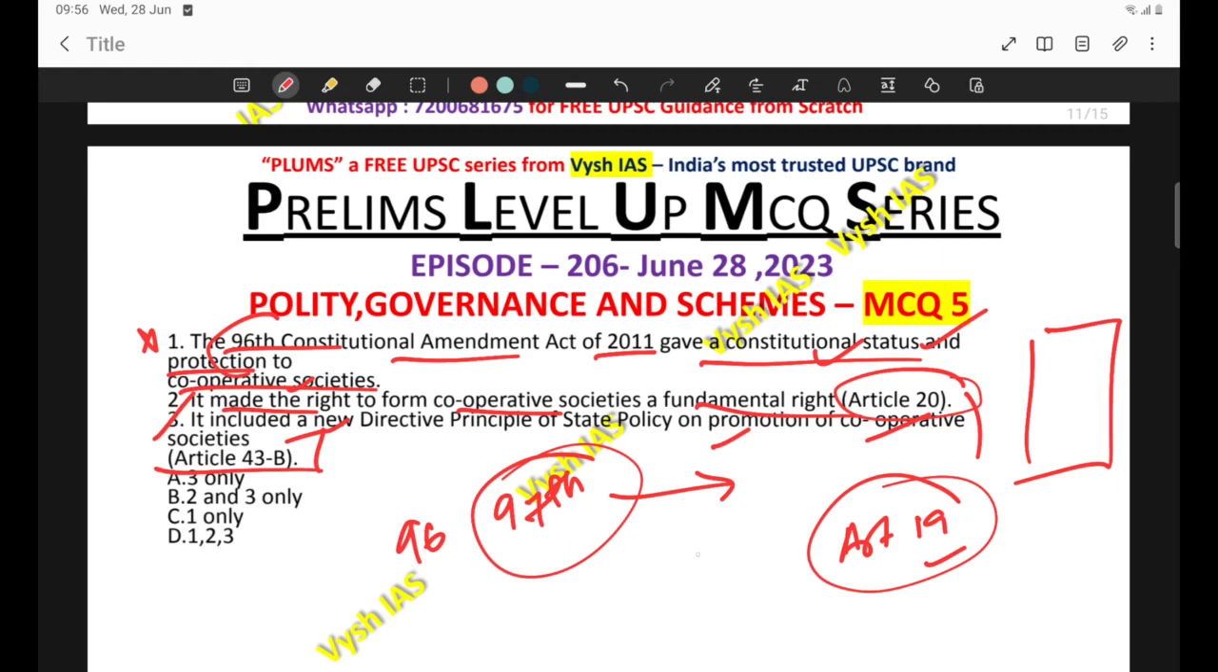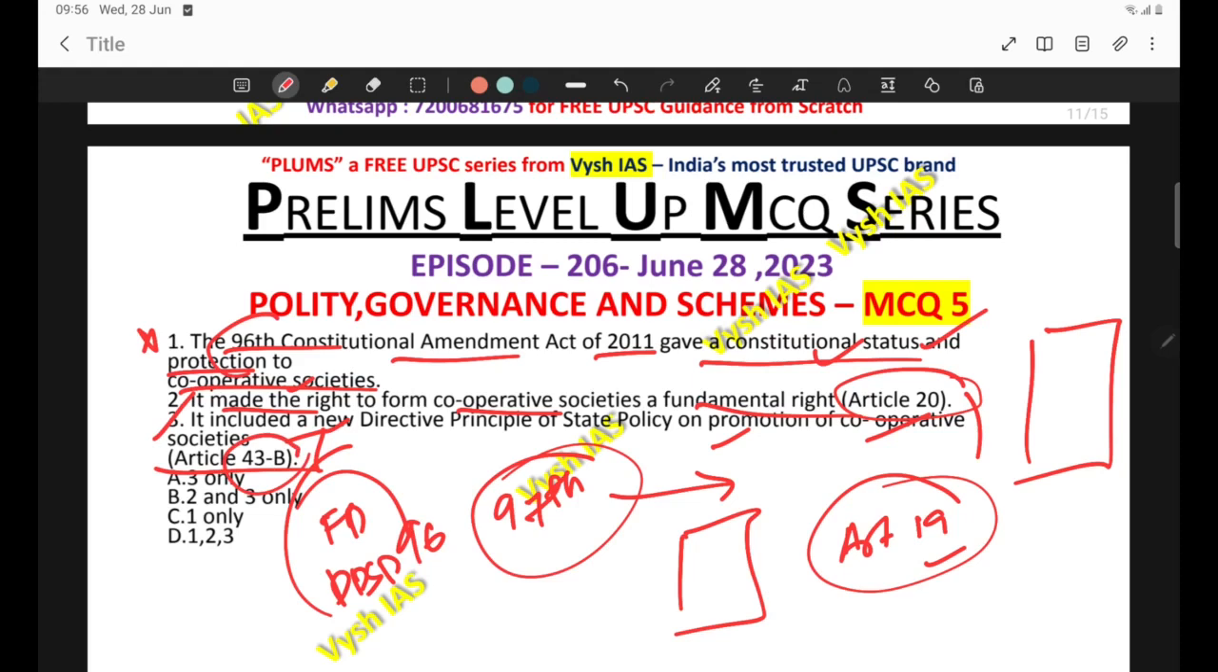So please make such mnemonics to learn these difficult portions, like memory heavy portions such as fundamental duties and DPSP. These are memory demanding portions, and they require a lot of by-hearting. So make your own mnemonics and learn in a better way, since these are memory intensive. Here 43B is related to cooperative societies only. So this third statement is correct.